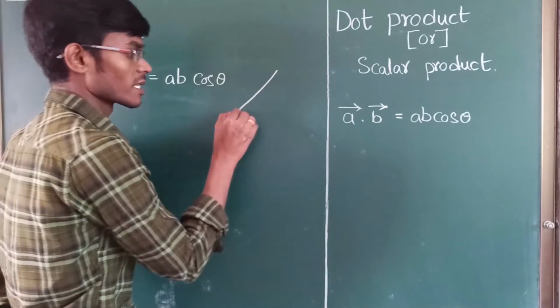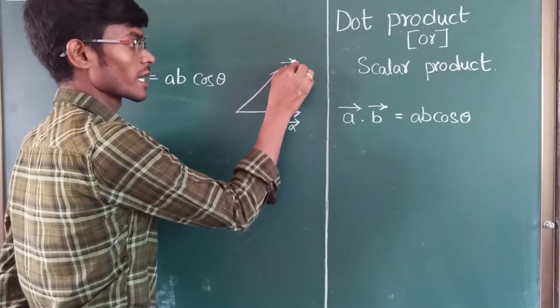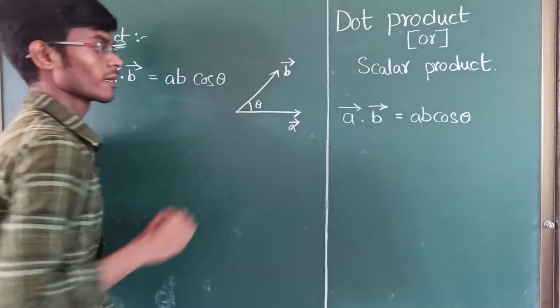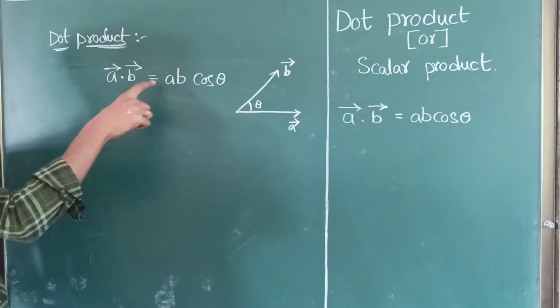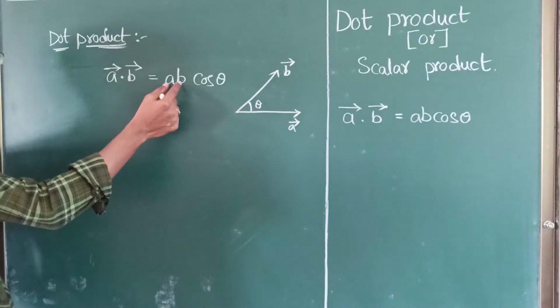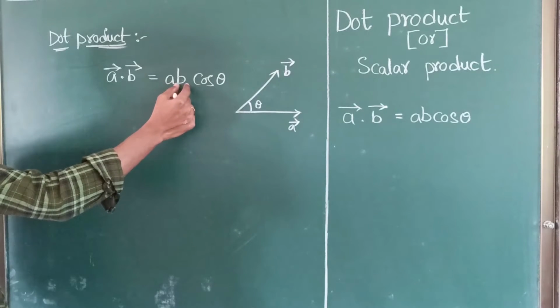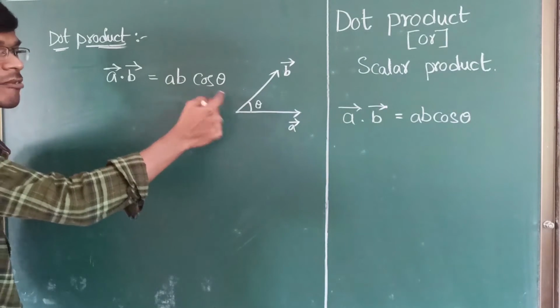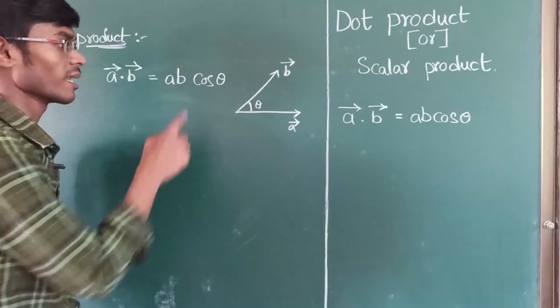Suppose we consider this is a bar and this is b bar, which are separated by an angle theta. Then the dot product will be given by a bar dot b bar is equal to the product of the magnitudes of the two vectors, a bar vector magnitude and b bar vector magnitude, multiplied by the cosine of the angle between the two vectors. Why are we considering the cosine of the angle alone here?